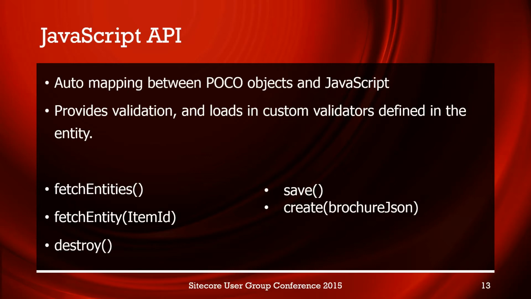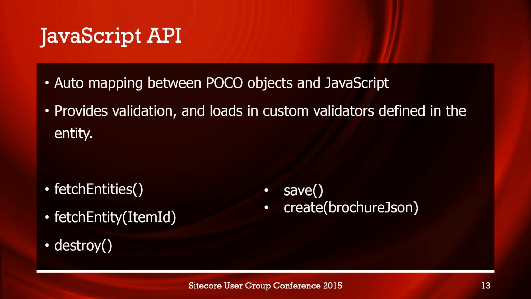It does mapping between date times as well. If you have an array of strings, when we pass that through from JavaScript, it will also map that into a list of strings, for example. It also provides validation. It can load in custom validators that you've defined within your entity. So if you write a check for whether that property is required, or you have a bit of client-side scripting, that is handled for you. These are the functions you actually get with entity service, with the JavaScript library for entity service.